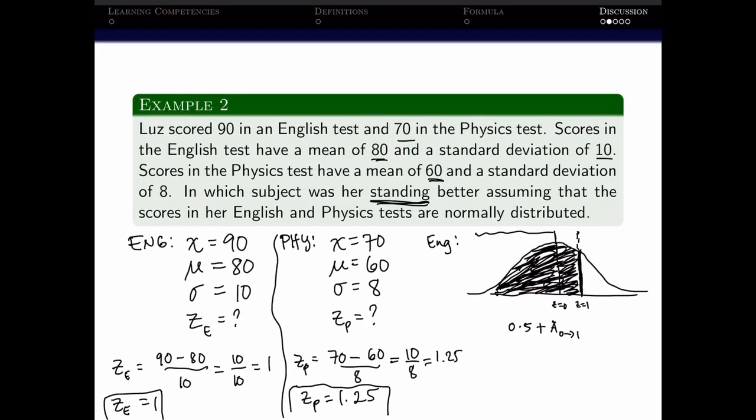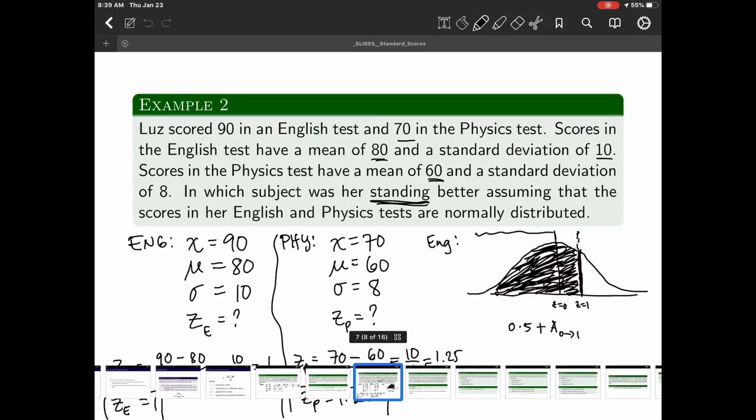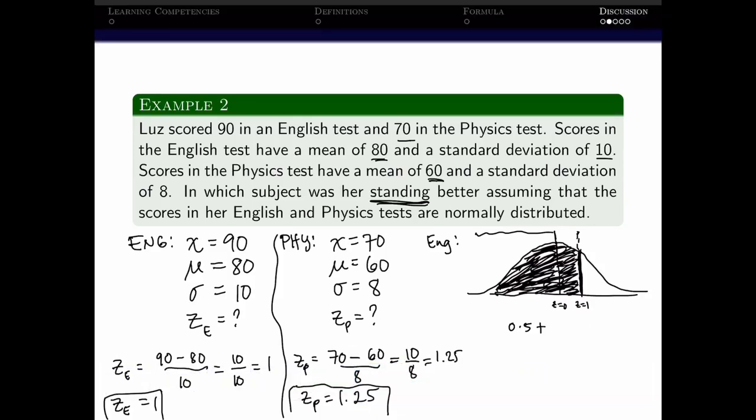Okay, let's go back. So this area here is actually 0.3413. In total, the area is 0.8413, or 84.13%. So this is Luz's standing or ranking in English, meaning that Luz scored better than 84% of the students in English. Okay, that's her standing.